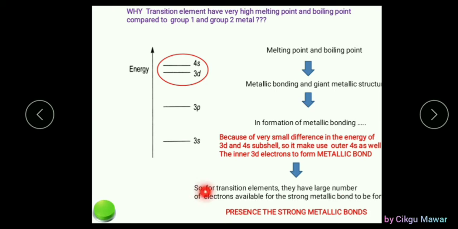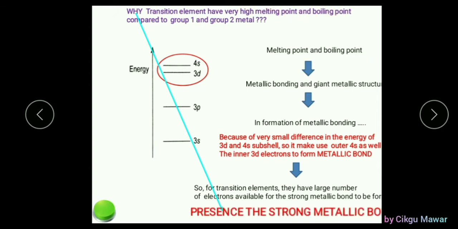Alright, so transition elements have a large number of electrons available for a strong metallic bond to be formed. So it will involve both orbitals to form metallic bonds. So why do transition elements have very high melting points and boiling points? Because of the presence of strong metallic bonds.